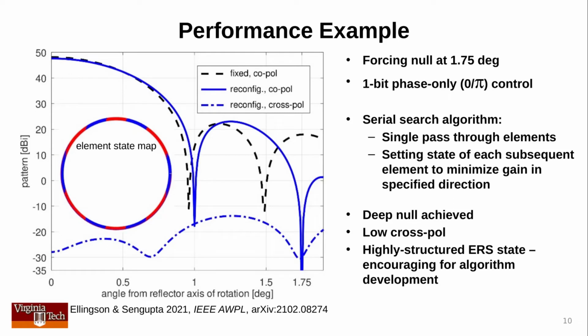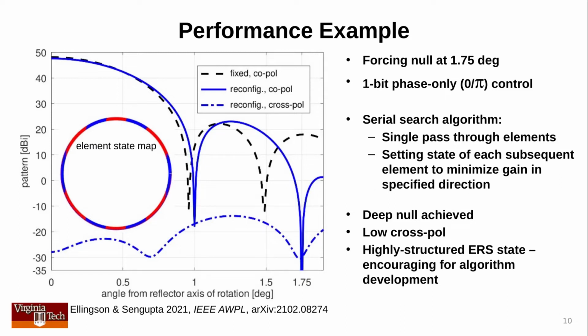Here's an example of performance from the system. The pattern of the original 18-meter dish is shown as the dashed black line. Next, we use the ERS to force a null at 1.75 degrees, which is the peak of the second side lobe of the original system. We'll assume 1-bit phase control.